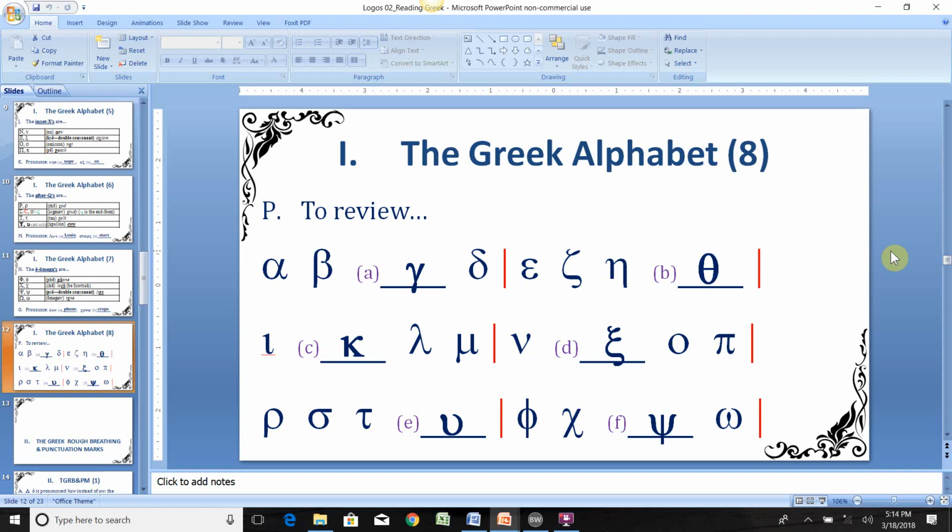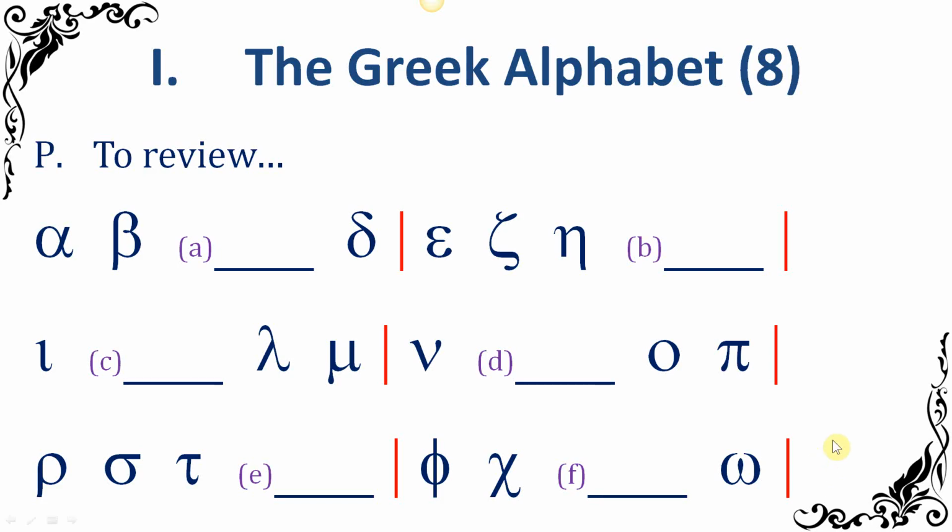Today is based off of week 2, but it will be our review day. And we are going to go ahead and start reviewing with the Greek alphabet. So let's go ahead and get into that. And I'll go ahead and put in the letters that are missing from the first one. And we'll go ahead and start that off.